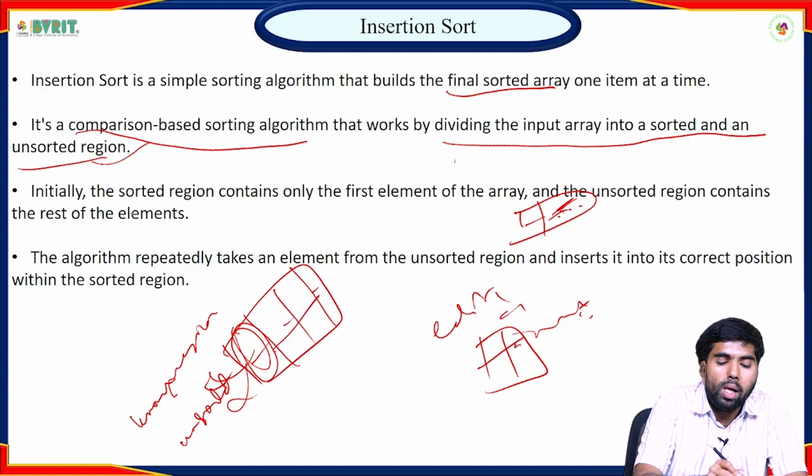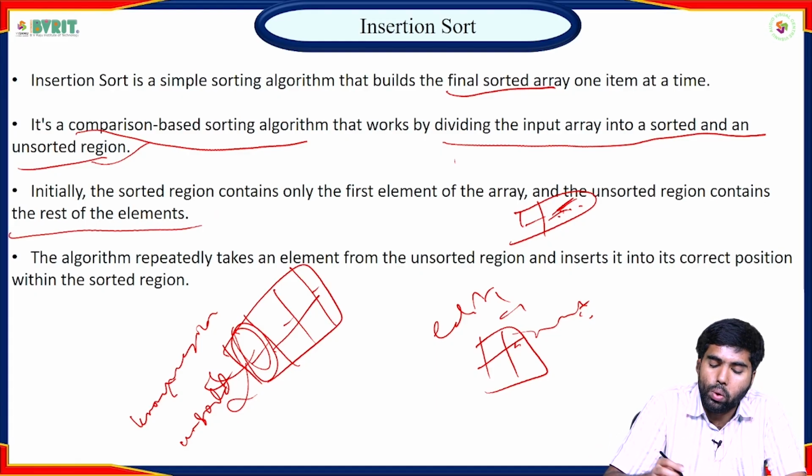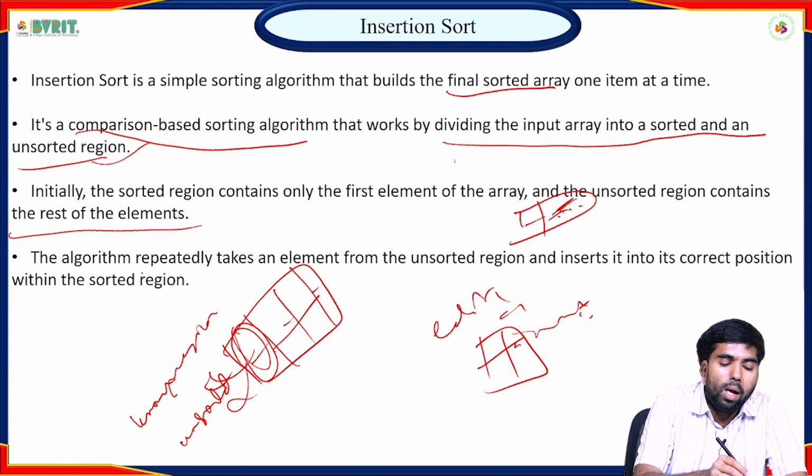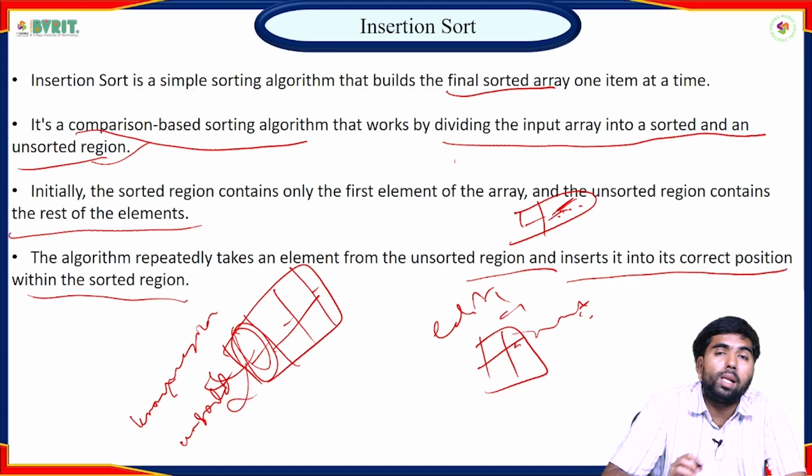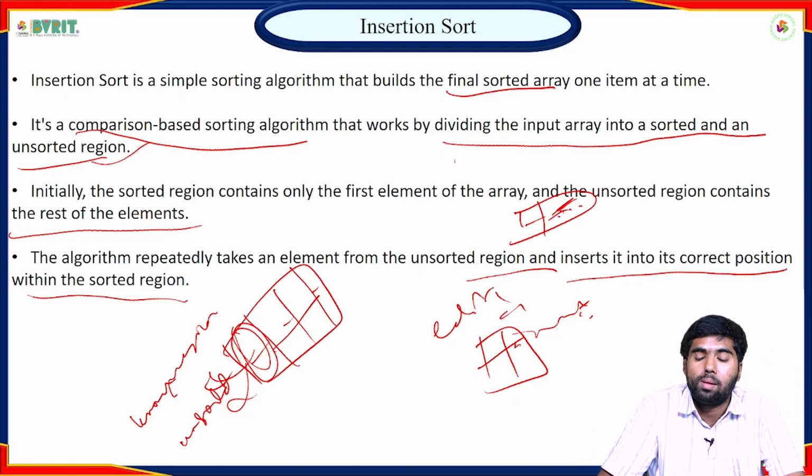Now initially the sorted region contains the first element of the array and the unsorted region contains the rest of the elements, which I have just explained. Then the algorithm repeatedly takes an element from the unsorted region and inserts it into the correct position within the sorted region. Very important, guys. This is what we have to consider.